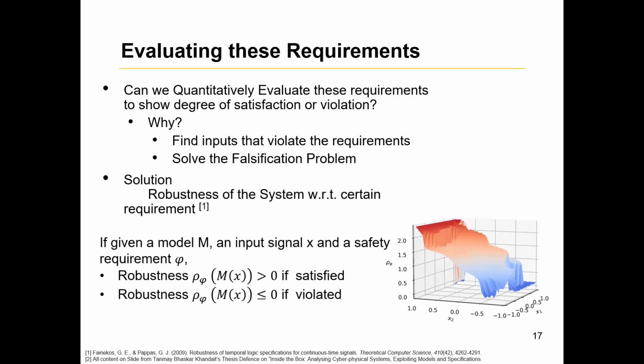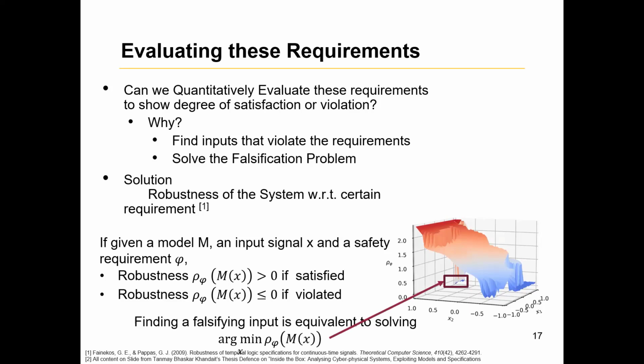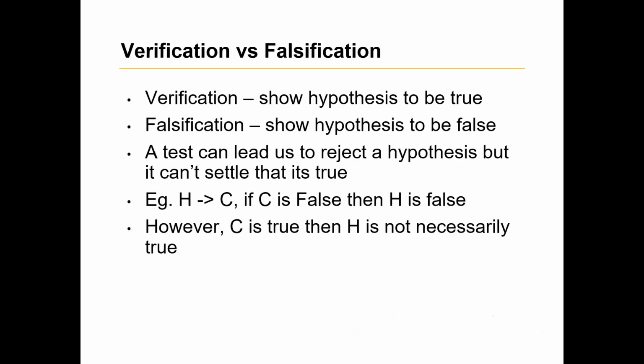So this is where the robustness comes in. Robustness is in the real values, and we can see that if it is greater than 0, our conditions or requirements are getting satisfied. If it is less than 0, they are getting violated. And then we can just perform a simple optimization on top of it and try to find where the input is getting falsified.